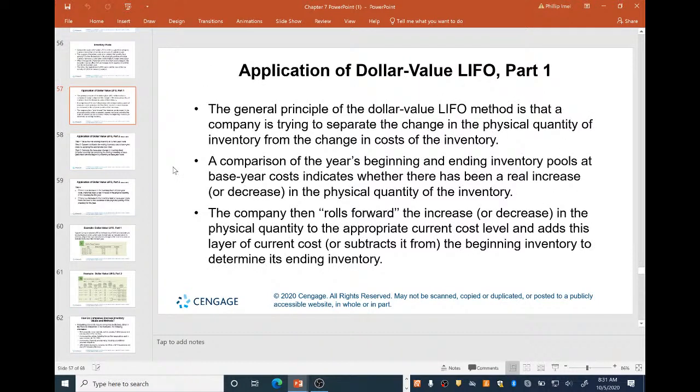So let's just talk about this a little bit more. It says application of the dollar value LIFO for the first part. The general principle of the dollar value LIFO method is that a company is trying to separate the change in the physical quantity of inventory from the change in cost of the inventory. A comparison of the year's beginning and ending inventory pools at base year cost indicates whether there has been a real increase or decrease in the physical quantity of the inventory. The company then rolls forward the increase or decrease in the physical quantity to the appropriate current cost level and adds this layer of current cost, or subtracts it from the beginning inventory to determine its ending inventory.